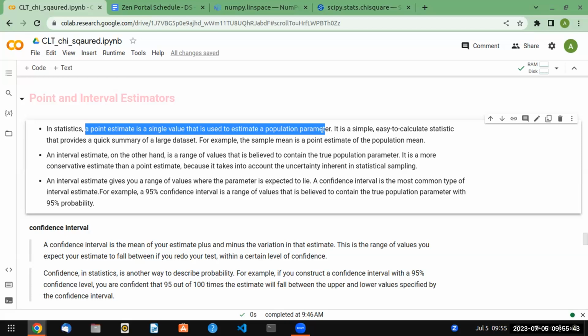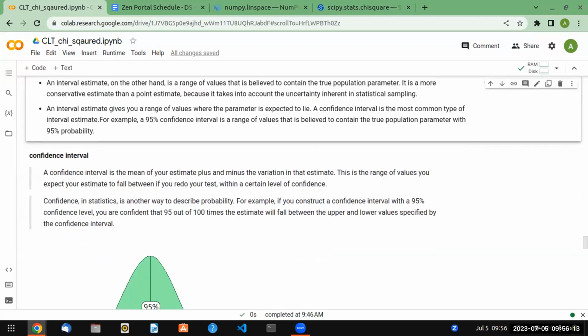Are you getting it? Making sense, right? So confidence interval means what? With some amount of confidence level or confidence percentage, you are going to say: this is the interval where your point is going to fall. Okay, so this is about point interval estimators and confidence interval estimators. Any query here?